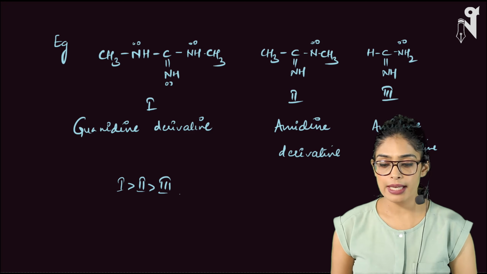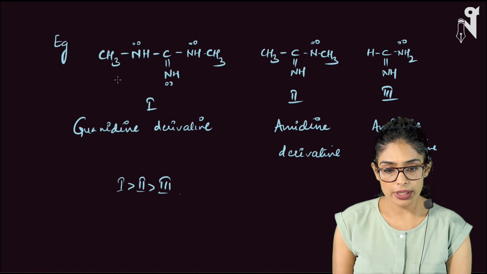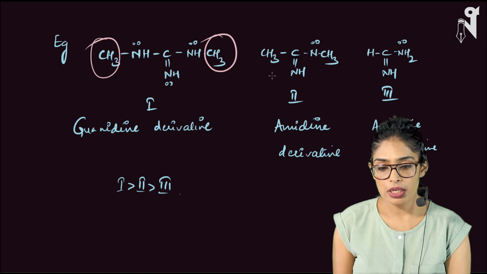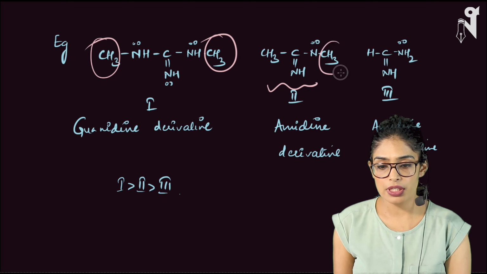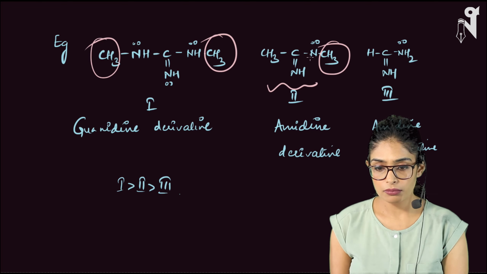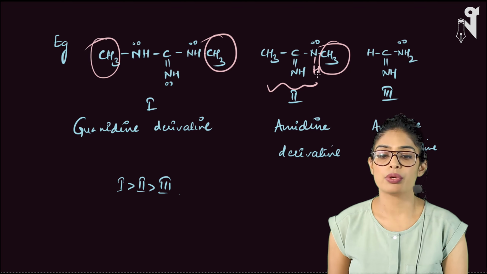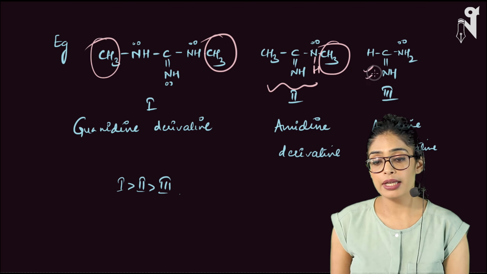Now let's check an example. I have an example over here. Look at this compound. This is the guanidine derivative. Instead of hydrogen, there is a CH3 over here. This is again an amidine derivative here. Instead of hydrogen, you have CH3 over here. I think I missed writing a hydrogen, so here hydrogen is also there. And this is again an amidine derivative.